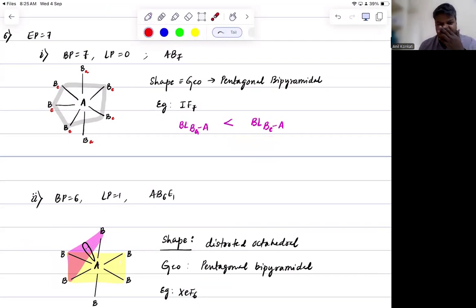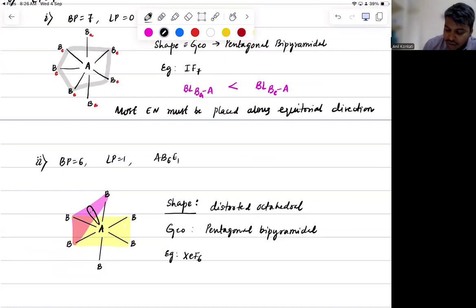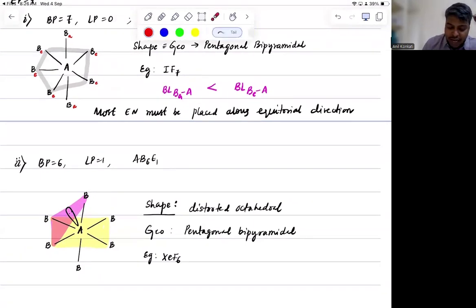So what do you do? The most electronegative must be placed along the equatorial direction. And lone pairs must be placed along the axial direction. Lone pair must be placed along the axial direction.